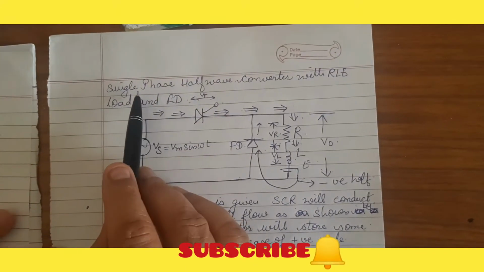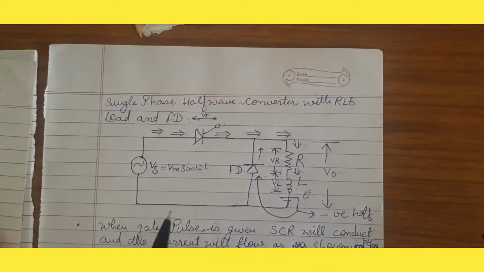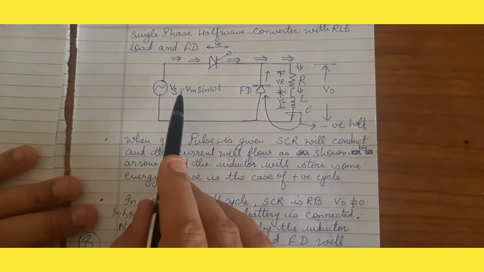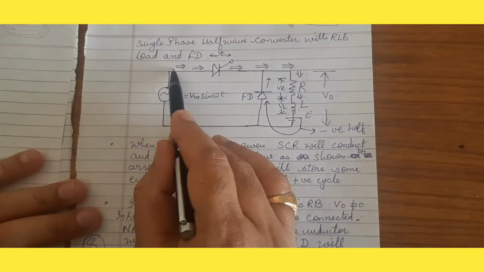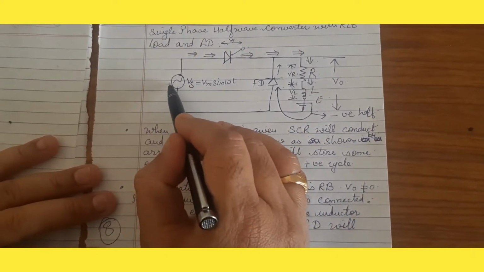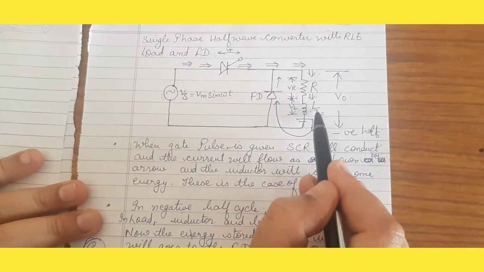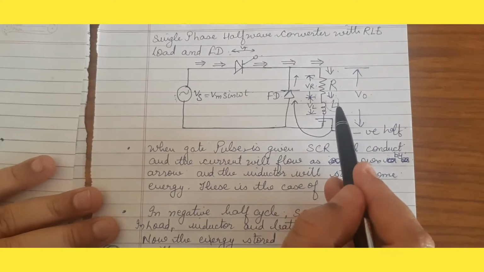Now we are discussing the single phase half wave converter with RL load and freewheeling diode. In this circuit, when we give the gate pulse, the SCR starts conducting and the current flows through the input, SCR, R and L, and through E.